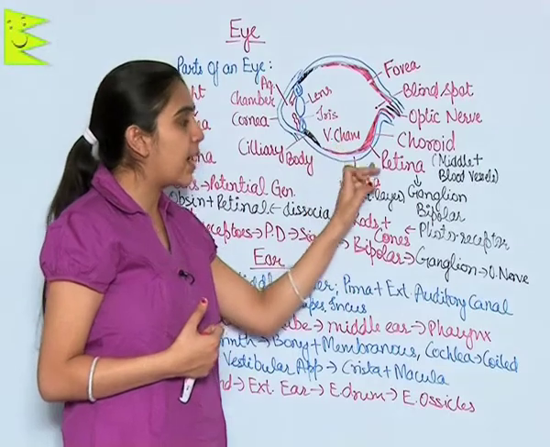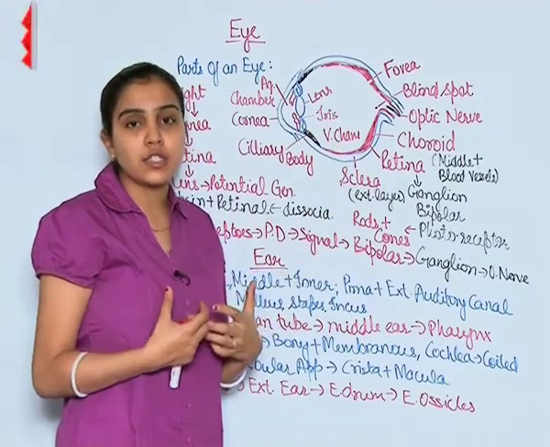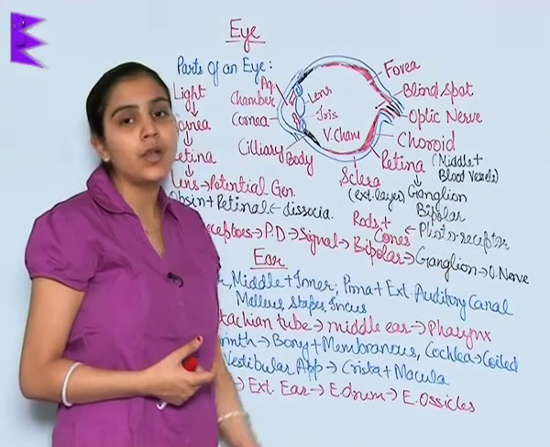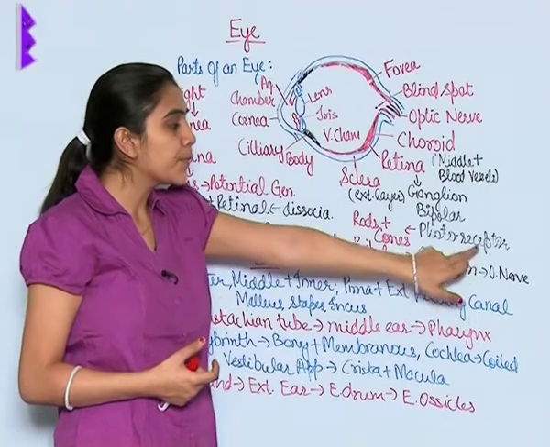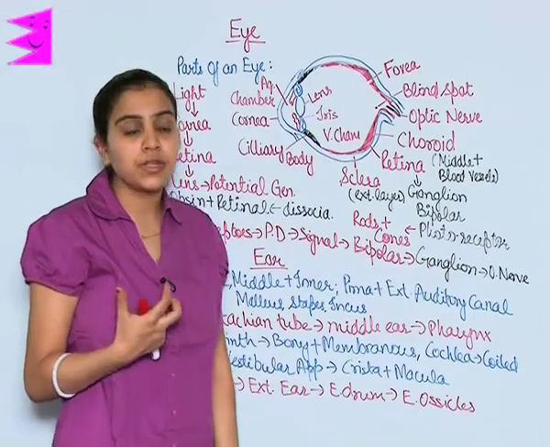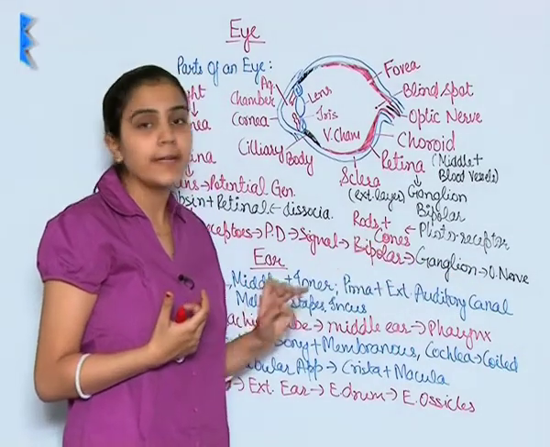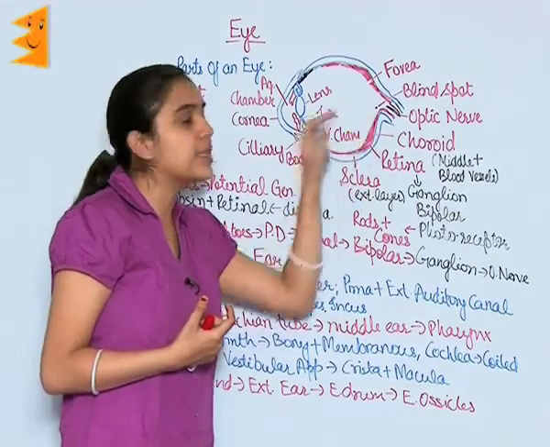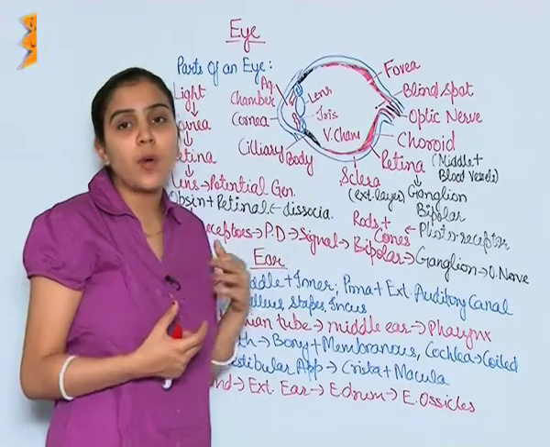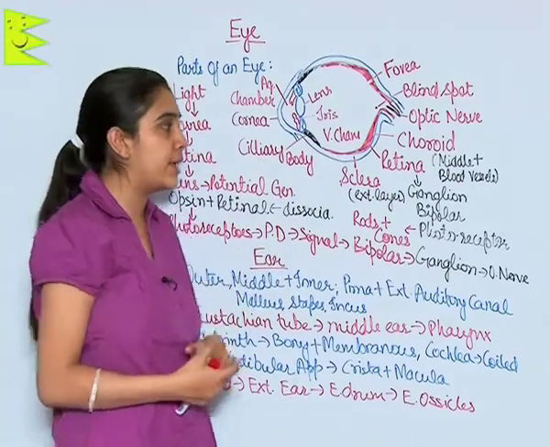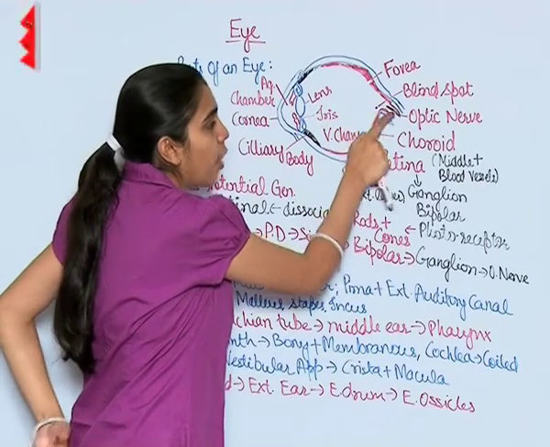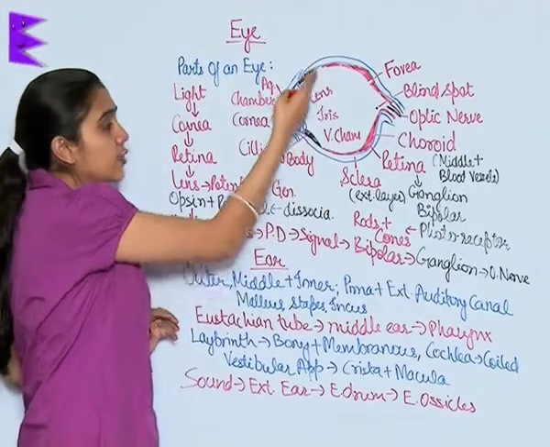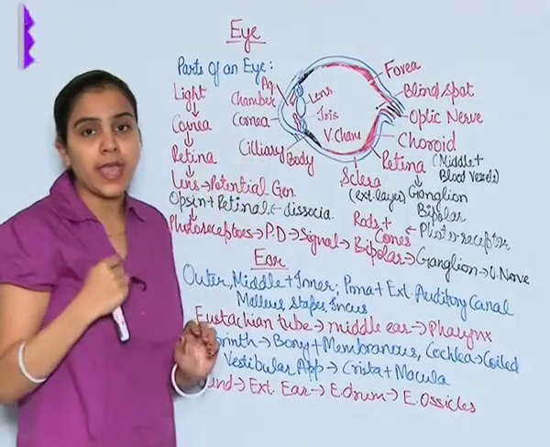Then is retina. Retina consists of three kinds of cells: ganglion, bipolar and photoreceptor. Photoreceptor cells further contain rods and cones. Here you can see this is the blind spot. This is the spot where no photoreceptor is present, and here the optic nerve is passing through the eye. So these are the parts of an eye.